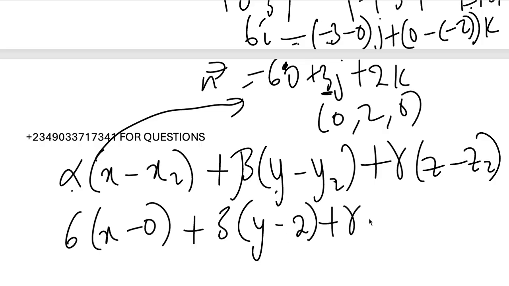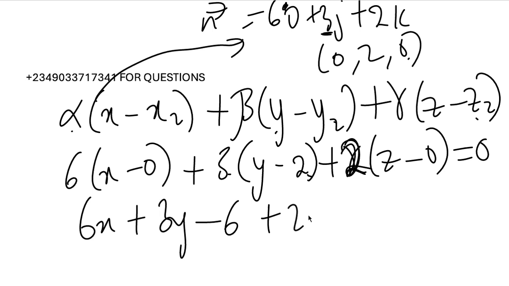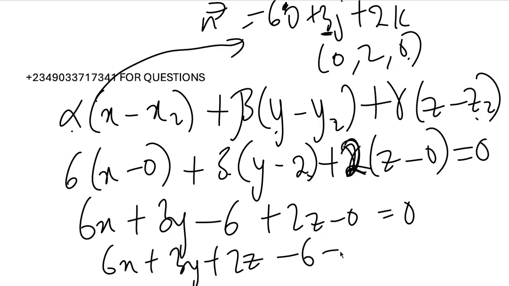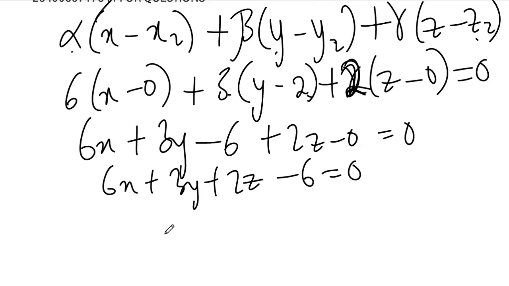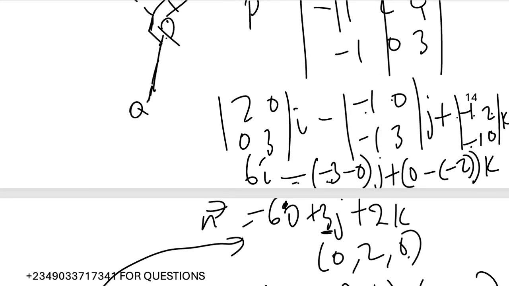And then plus gamma into z. And what's gamma in this case? 2, right? Into z minus, what's z2? 0. And then everything equals 0. So that's 6x plus 3y, and then 3 times minus 2 is minus 6, and then plus 2z minus 0 equals 0. So that's 6x plus 3y plus 2z minus 6 equals 0. And that's equivalent to 6x plus 3y plus 2z equals 6. And this is the equation of the plane that is passing through those 3 points.